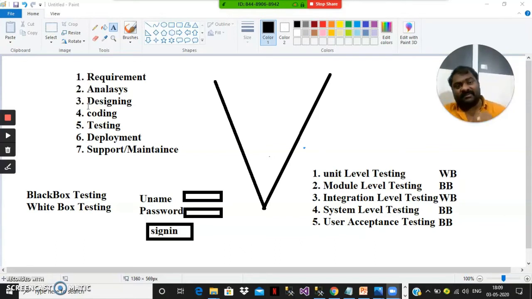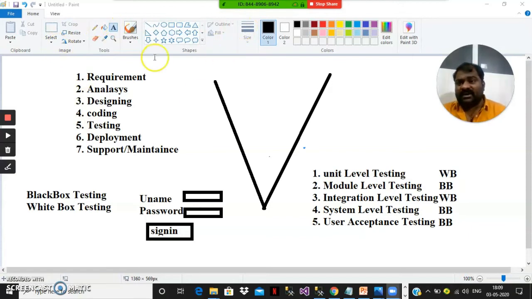Finally, before submitting the project, before deployment, the test engineer will test the total application in front of the client. That comes under user acceptance testing. That is also done by the test engineer, but this type of testing is done before the client. So there are 5 types of testing: unit level testing and integration level testing come under white box testing. Module level testing, system level testing, and user acceptance testing come under black box testing.